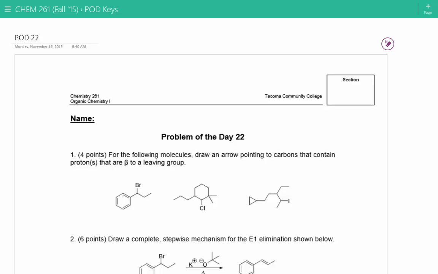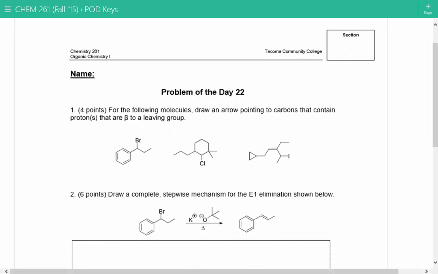All right, let's go over problem of the day 22. This was our first problem of the day on chapter 8 chemistry. And question number one was asking you to identify carbons containing beta protons. So what is a beta position on a molecule?